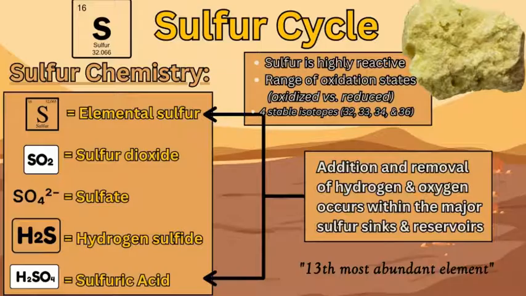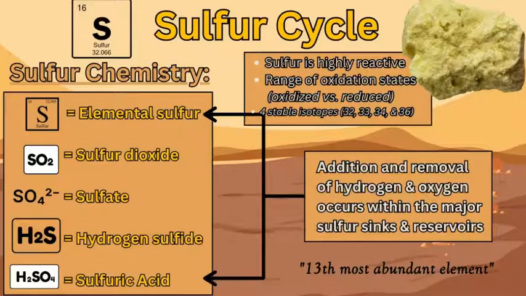Not only does it react with other elements to make compounds and mixtures, but also it has a range of oxidation states from -2 to +6, so 8 different states. So it is highly reactive, and it comes in different variations in the cycle. You have the basic elementary sulfur, you've got sulfur dioxide, SO2, sulfate, SO4 2-, and hydrogen sulfide, H2S, and the last one, sulfuric acid, H2SO4. And these come in different quantities around the cycle.